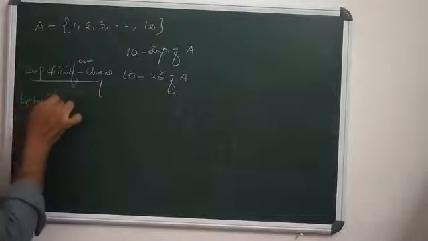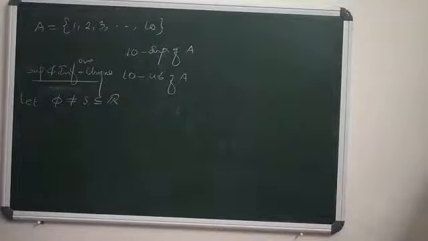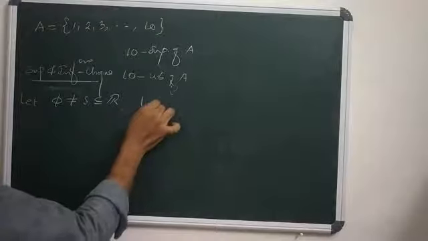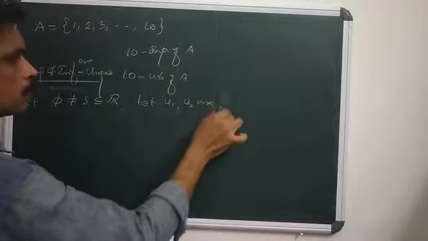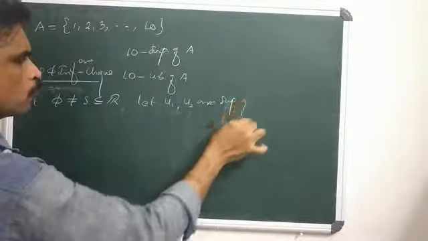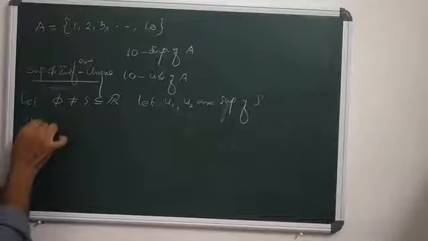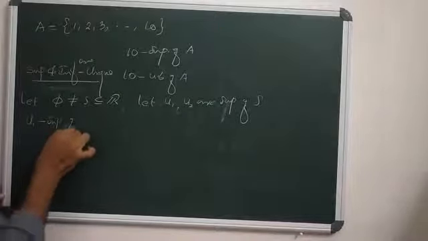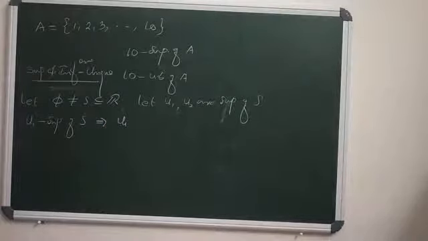Let S be a non-empty subset of R. Let U1 and U2, if possible, be suprema of S. For the uniqueness, we have to show that U1 equals U2. If U1 and U2 are supremum of S, then since U1 is a supremum of S, that implies U1 is less than U2.